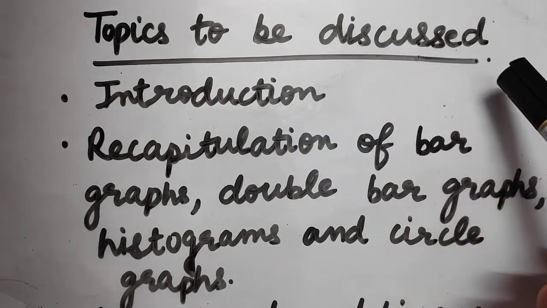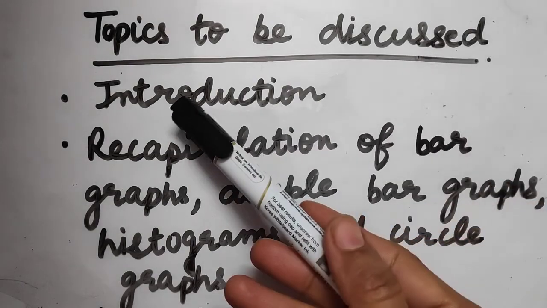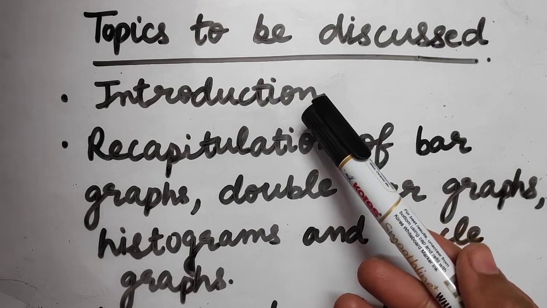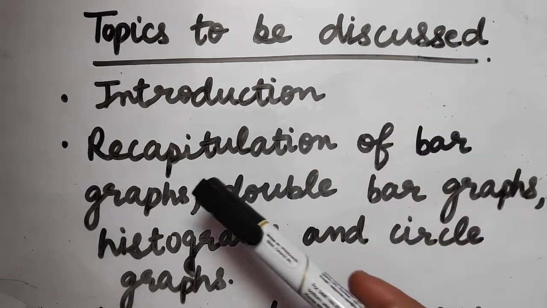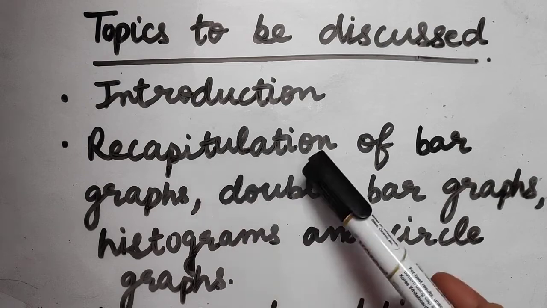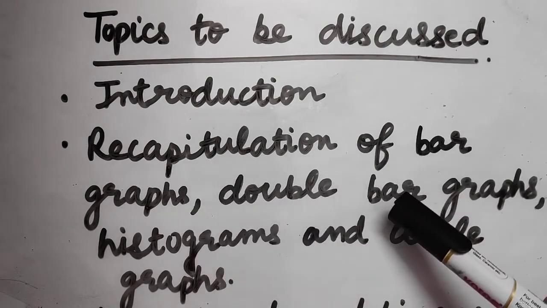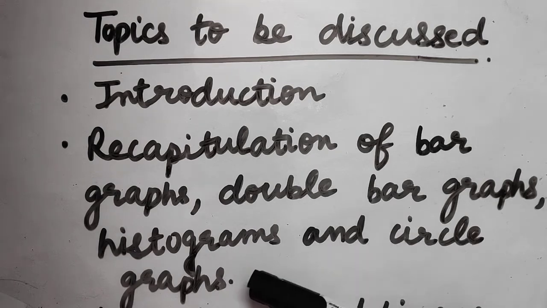Topics which I am going to discuss in this lecture are: firstly, we shall discuss the introduction of this chapter number 15, that is Introduction to Graphs. After that, we shall recapitulate different types of graphs, that is bar graph, double bar graphs, histograms, and circle graphs.